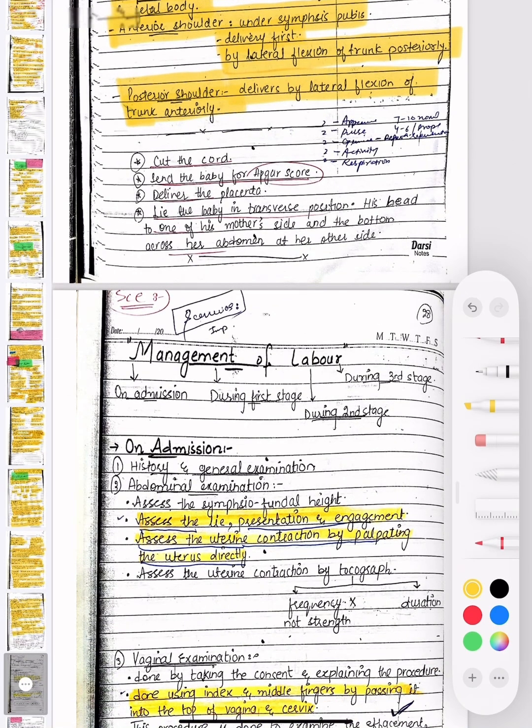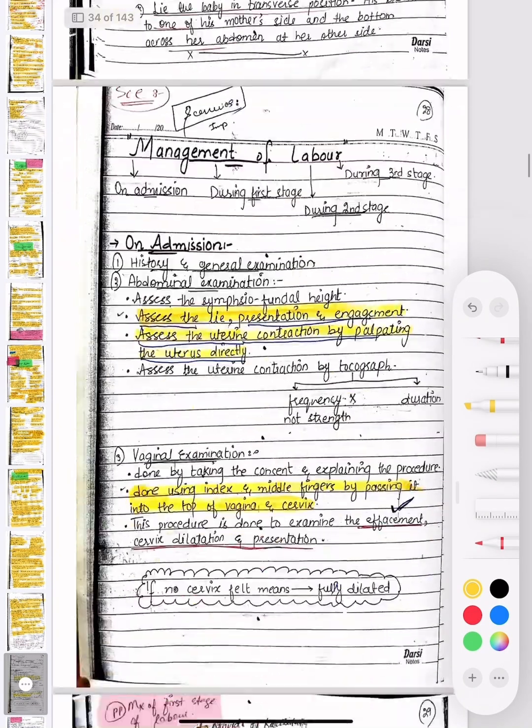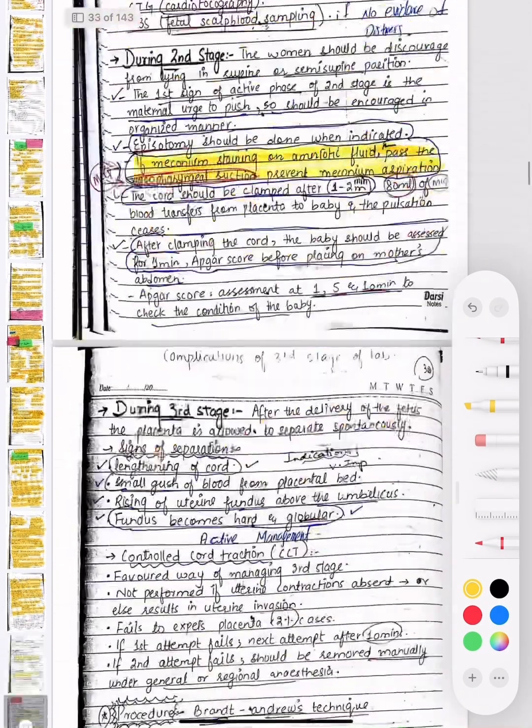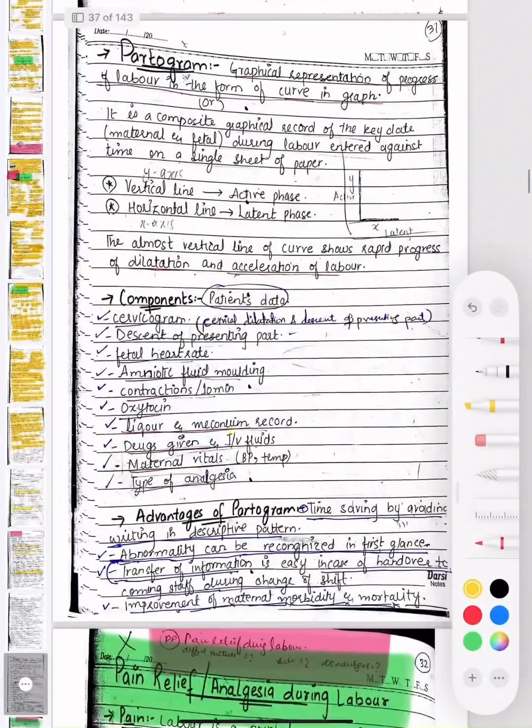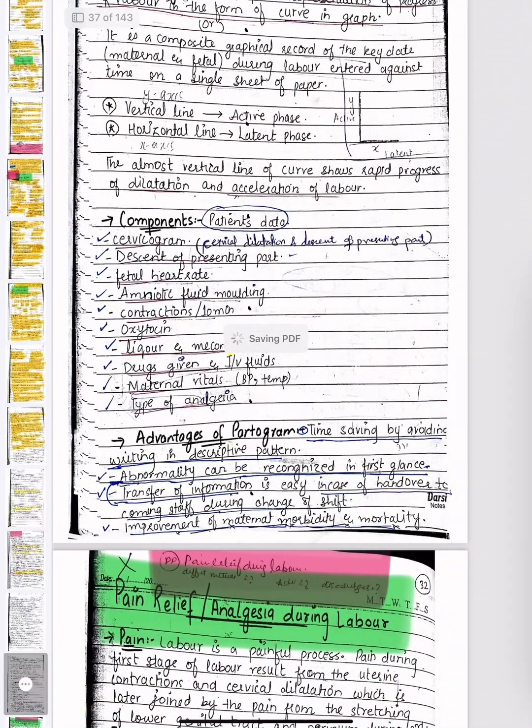Okay, now the management of labor. We have the management of the first stage, the second stage, the third stage, and then we have the partogram.